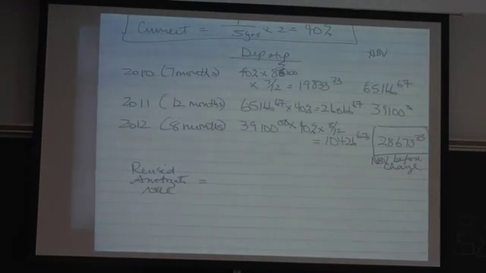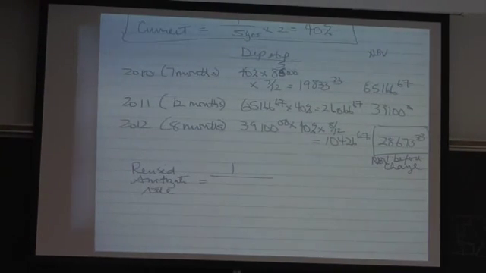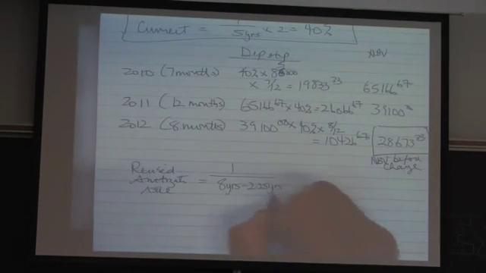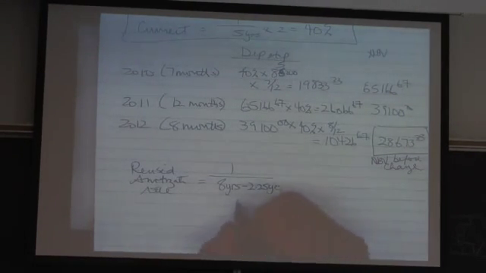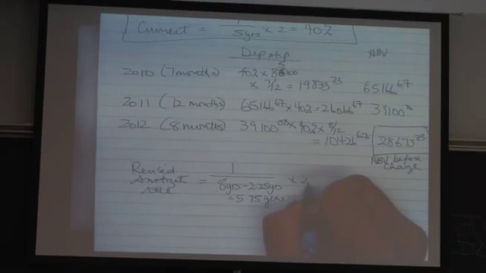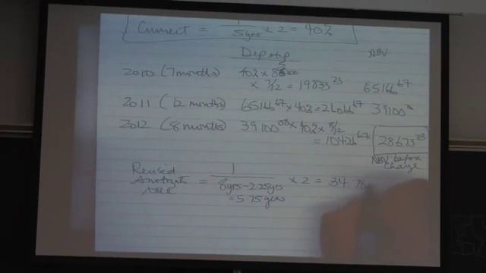Now, here's the hard part. We need to divide 1 over straight line, the remaining useful life. Now, we know the remaining useful life is 5 years, less 2.25 years, right? So we already calculated that in the first case A under straight line. And that gives us 5.75 years. Times 2. So the amortization rate is 34.7826%.